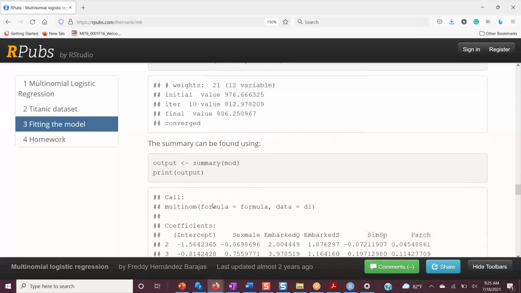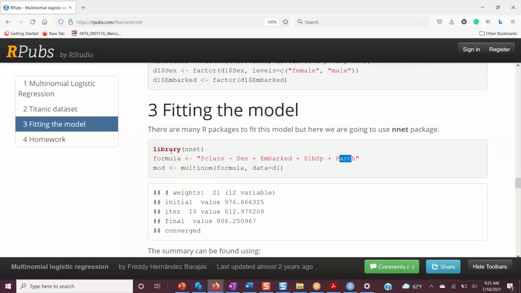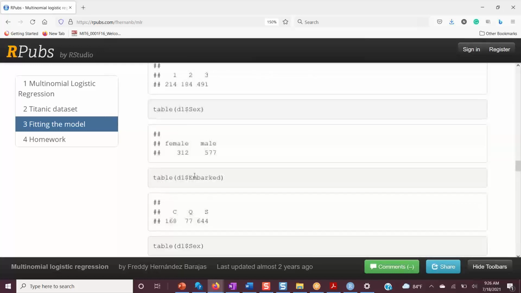Okay. So basically, there is a package called nnet. It's really a neural network package, but they have a function called multinom that can help you to do multinomial logistic model. Everybody's good? Multiple class model, because P class has 3 classes. You remember that.